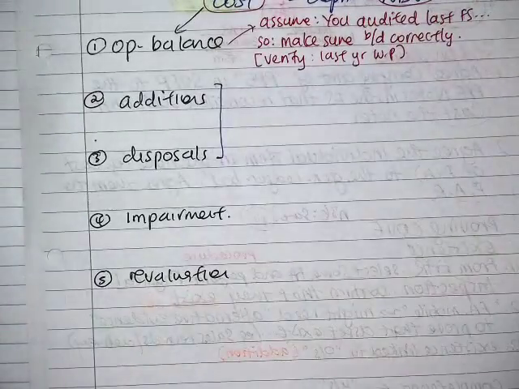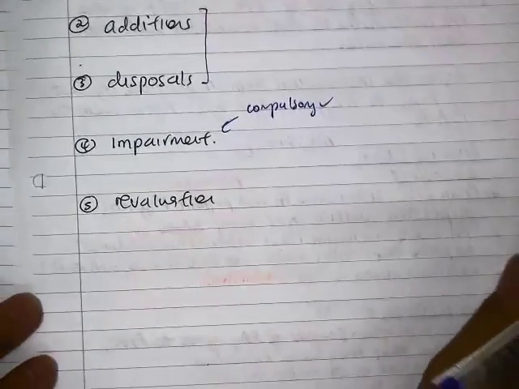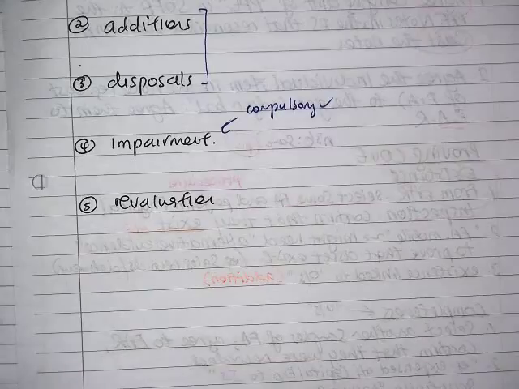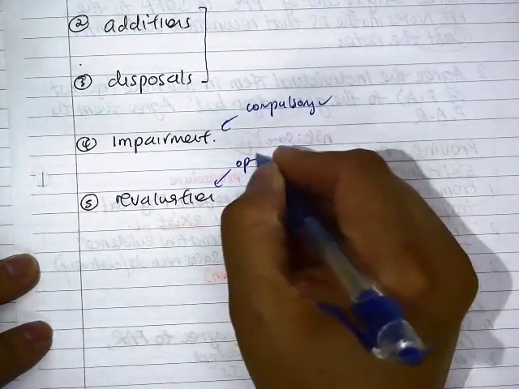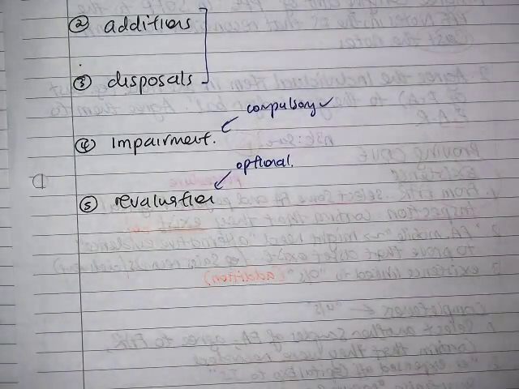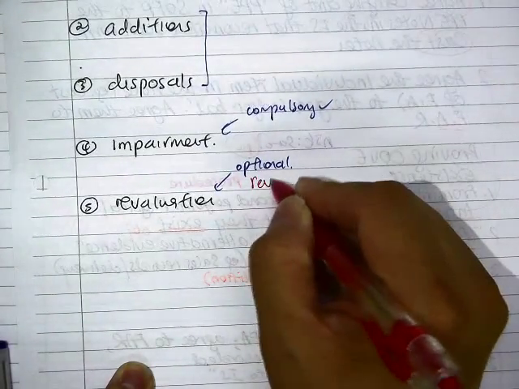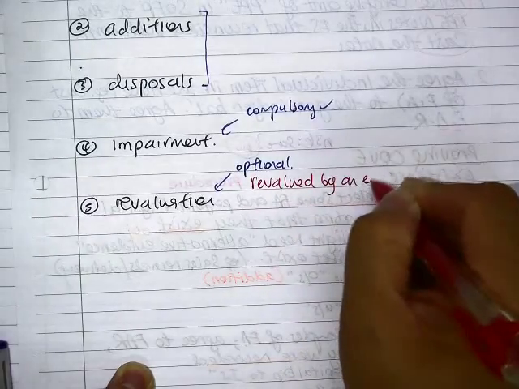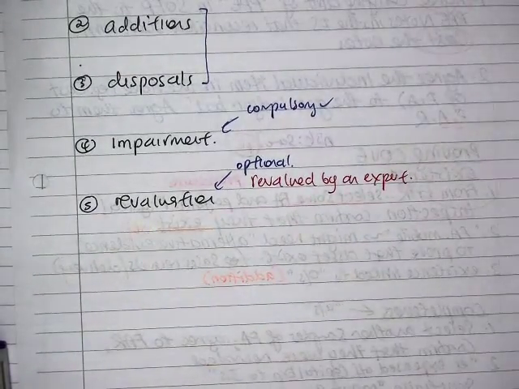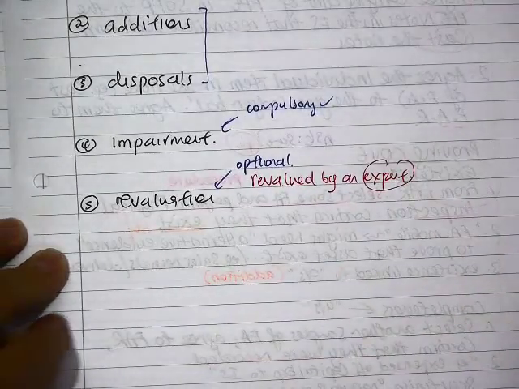Now, besides impairment: impairment is something compulsory, but revaluation is something optional. You have a choice to record an asset using the cost model or the revaluation model, so it's perfectly optional. If you have used a revaluation model, then the asset will be revalued by an expert, and this expert is a third party, an outsider.